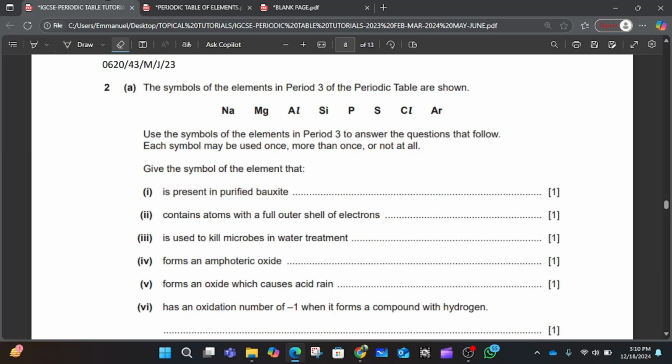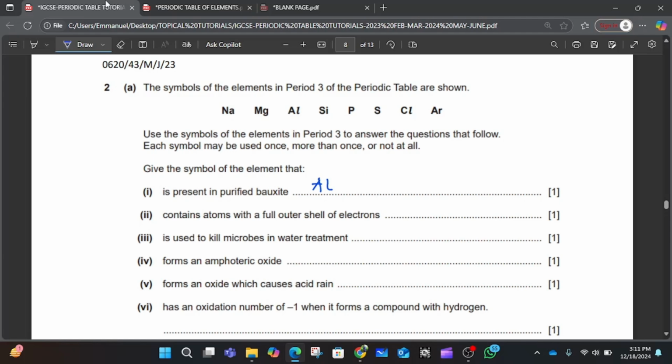Question 2A. The symbols of the elements in period 3 of the periodic table are shown. Sodium, magnesium, aluminium, silicon, phosphorus, sulfur, chlorine, argon. Use the symbols of the elements in paper 3 to answer the questions that follow. Each symbol may be used once, more than once, or not at all. Give the symbol of the element that I is present in purified bauxite. The ore of aluminium is bauxite.